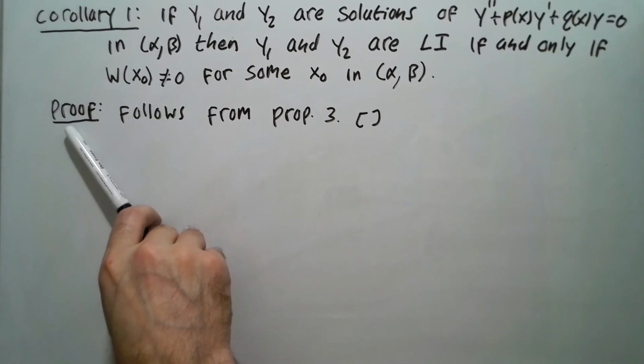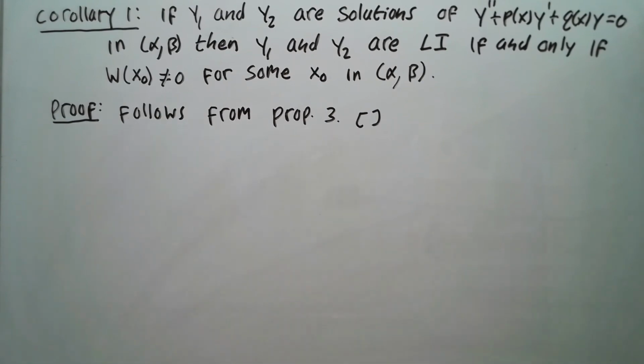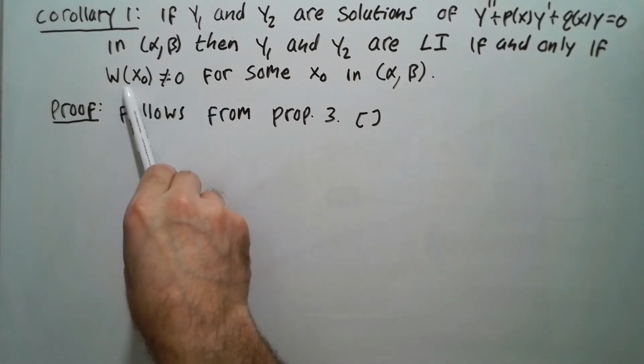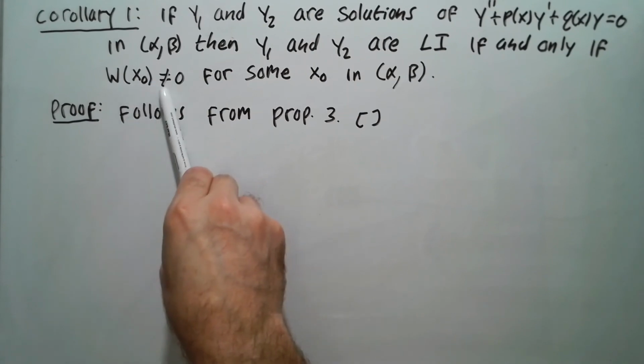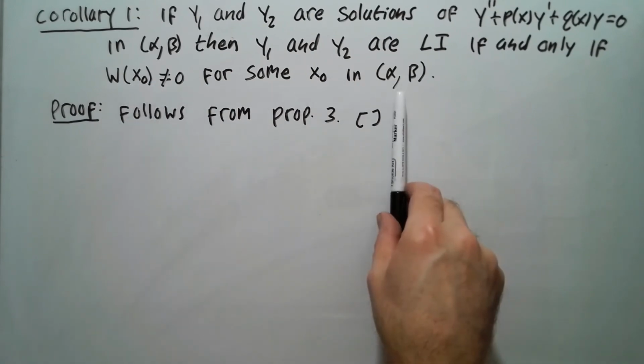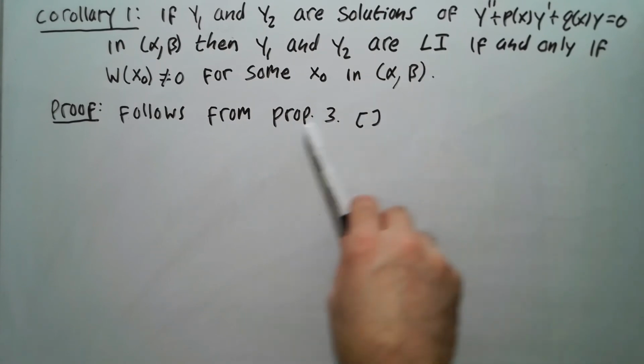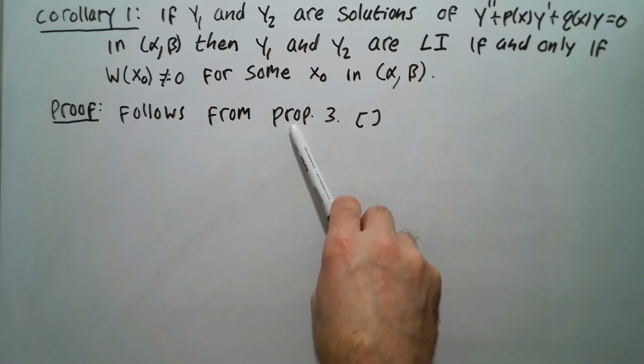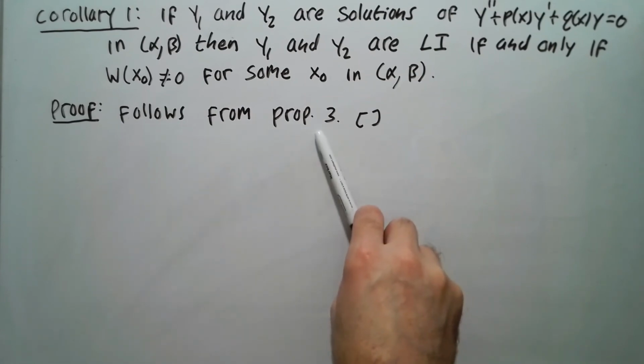I claim it just follows directly from proposition 3. If we look at the statement of proposition 3, it says that y1 and y2 are linearly dependent if and only if the Wronskian is 0 for all x values on alpha beta. So as soon as you can find one place where the Wronskian is not 0, that would imply linear independence from proposition 3. Just look at the negation of the statement in proposition 3. So it just follows from prop 3, so we're done.